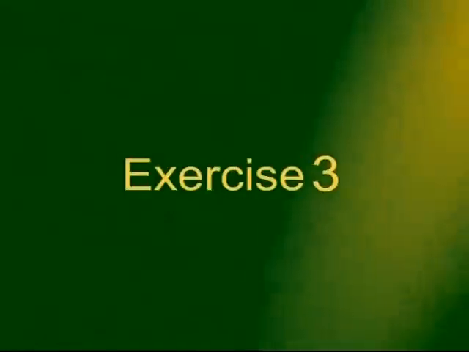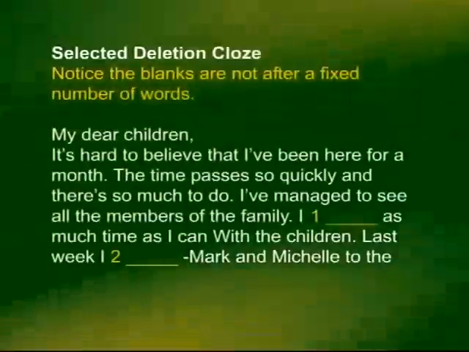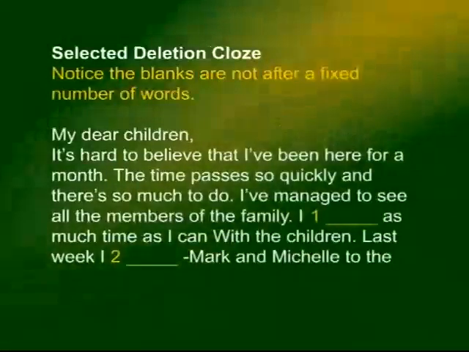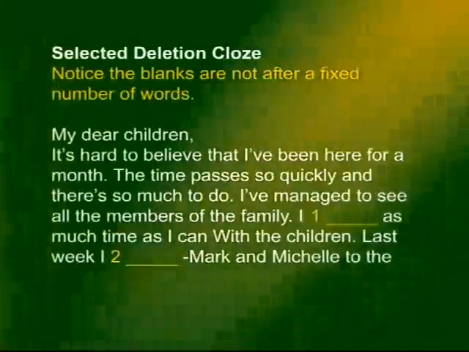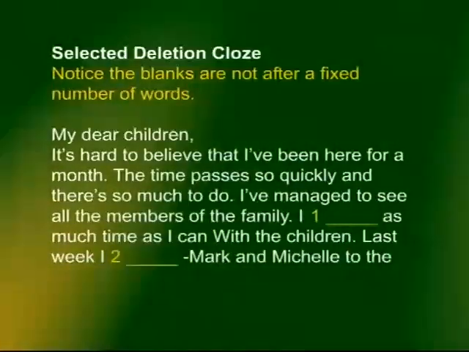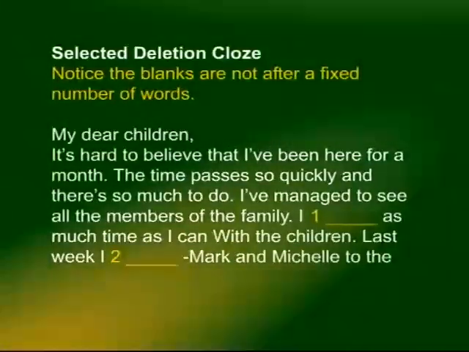You will now read a letter. It's a very interesting letter. And this is what they call the selected deletion Cloze. Here, the blanks are not after a fixed number of words. You will see this on your screen. Just notice that the blanks are not after a fixed number of words. They are at random. This is entirely a question of the writer, which words he or she wants to delete.